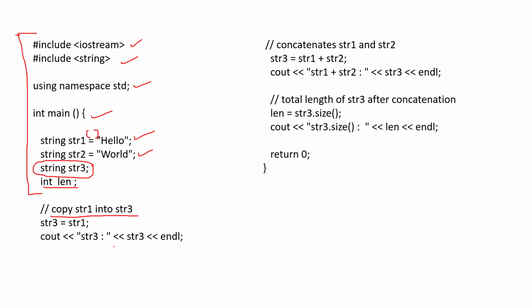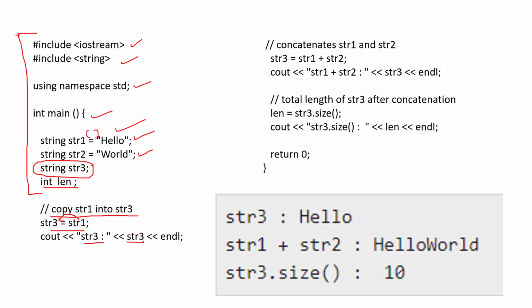We can directly use another option: str3 is equal to str1. So the value of str1 will be copied to str3. See, cout str3, so we will get hello. This is the output also. So str3 is hello.